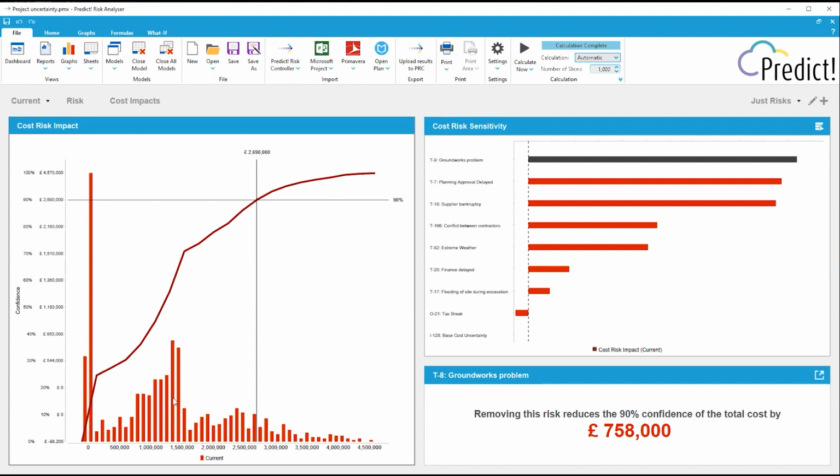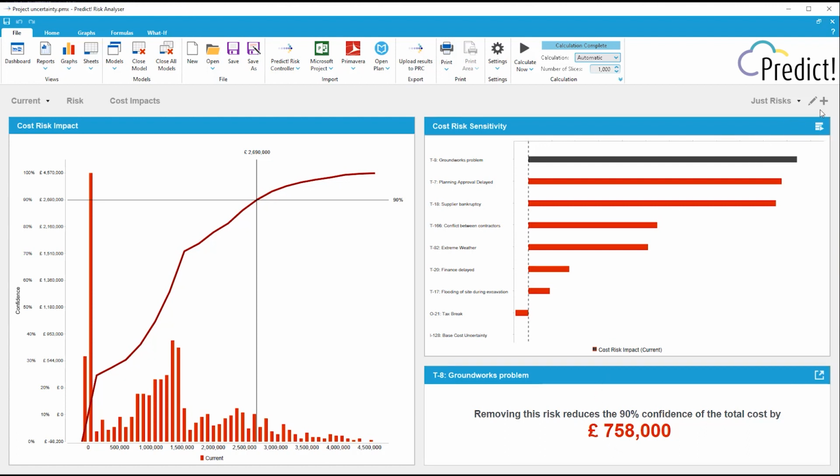Now, interestingly though, as well as this distribution, and we can see here that we're 90% confident that the risks alone will cost us less than 2.7 million, the tornado chart here is actually showing me how much this actual risk, the groundworks problem one, is contributing. So if I was able to totally remove that, my 90% confidence would actually drop by 750,000.